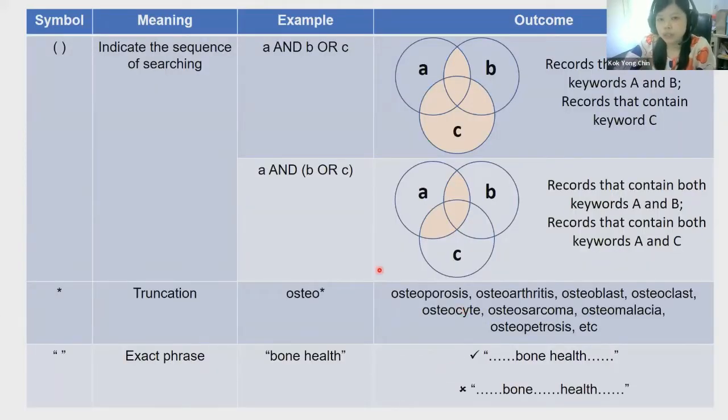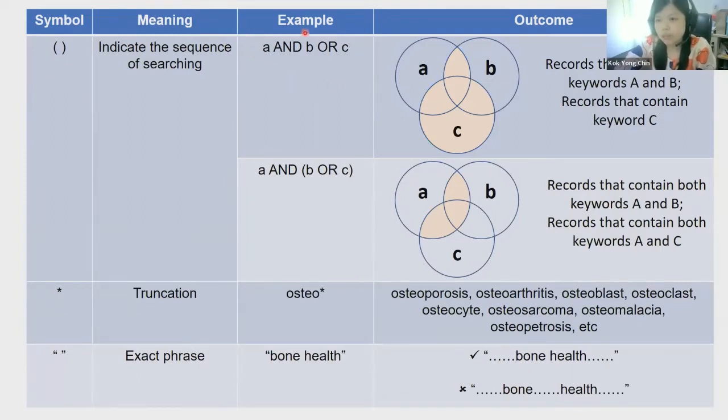Next, we look into some of the symbols that are also commonly used during your searching. This is some of the symbols. But I just want to let you all know that these symbols can be unique for each search engine. But these are the most commonly used in PubMed and Scopus. For some of the other search engines, you may just have a look at their guide to see what kind of symbols they use to represent all these things. So the first symbol here is the bracket. Brackets are usually used to indicate the sequence of searching.